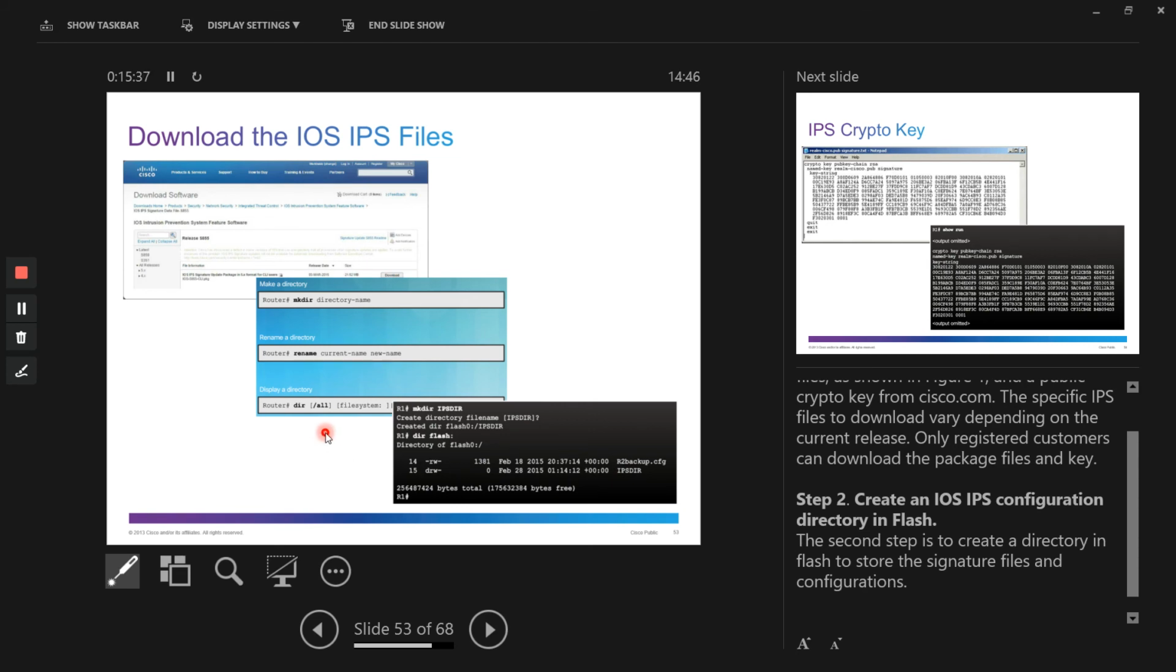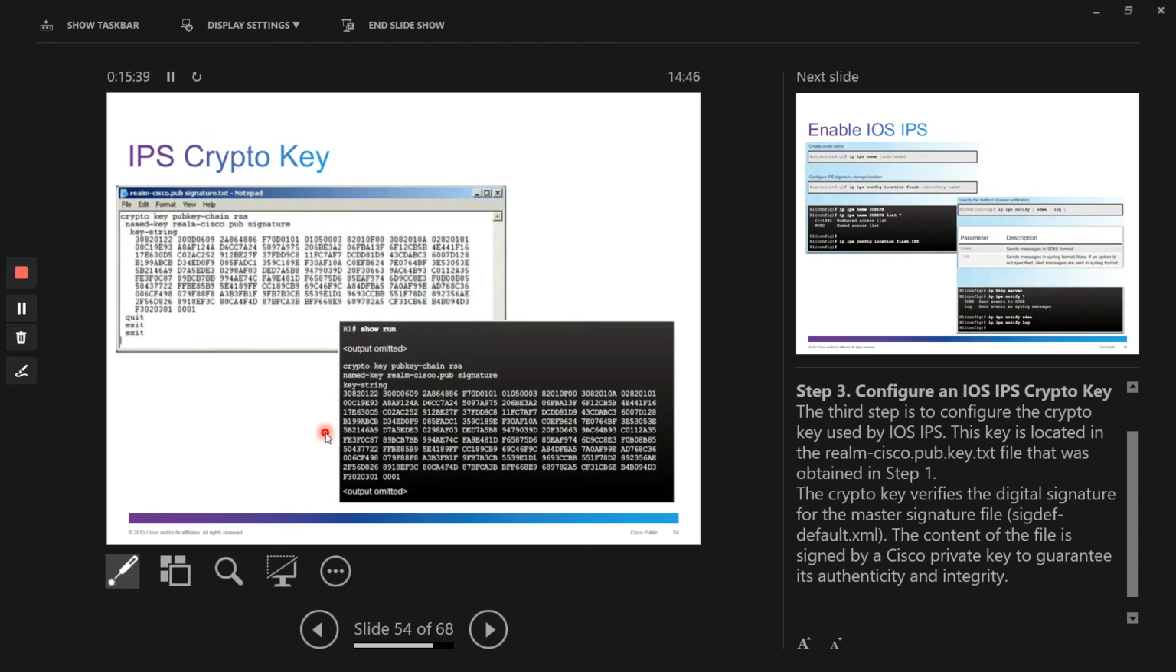Okay, once you have done this, the next job is to configure an iOS IPS crypto key. In this third step, you will configure the crypto key used by iOS IPS. The key is usually located in the realm-cisco.pub.key.txt file. This is the file name, and you can see the key over here as well. So this is the key, and this is the name of the file where this key is usually placed.